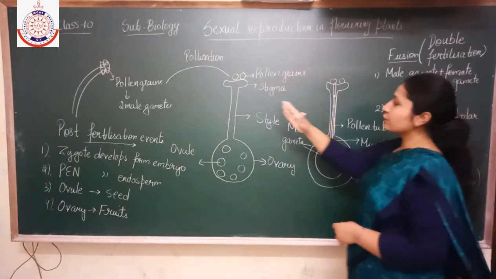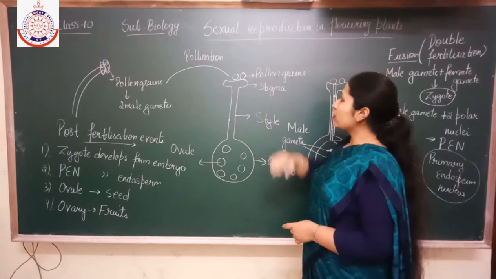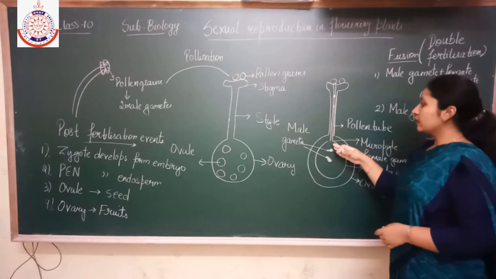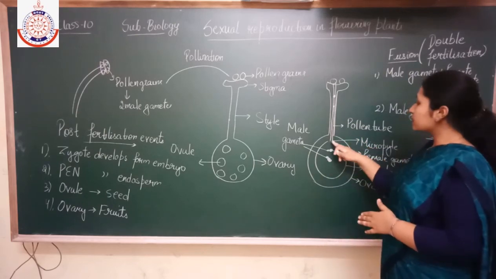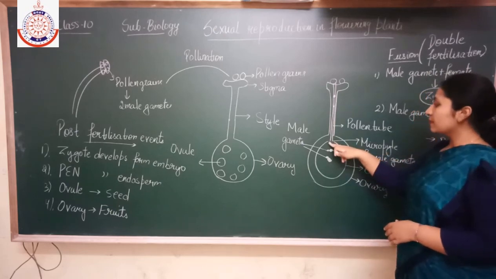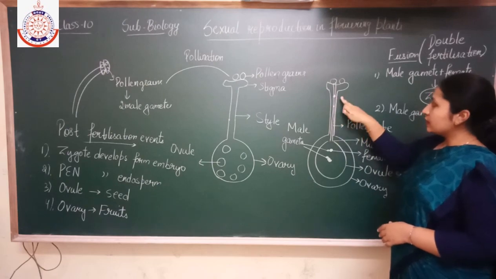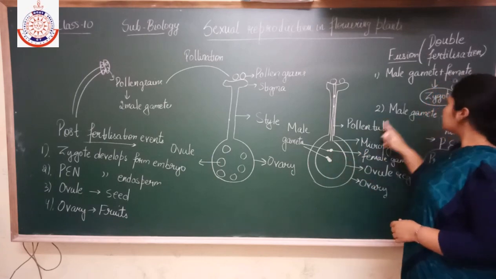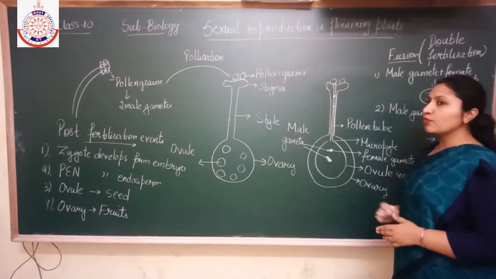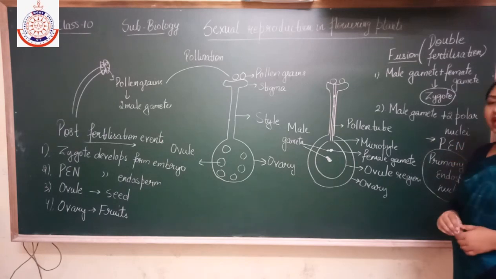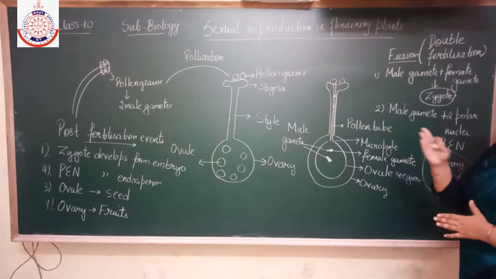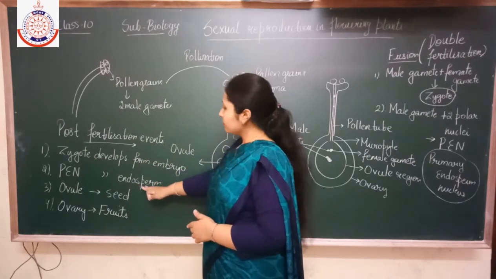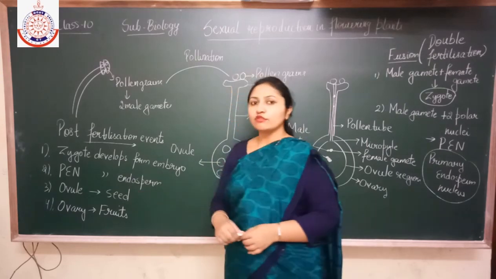So let's see again. First of all, the pollen grains are transferred to the stigma region. These pollen grains contain the male gametes. When they fall over the stigma, the pollen tube grows downward and enters the ovule region through the micropyle, the space present here. As one pollen grain consists of two male gametes, one male gamete fuses with the female gamete to form the zygote, and the second male gamete fuses with the two polar nuclei to form the PEN, the primary endosperm nucleus. And the post-fertilization events: the zygote develops to form the embryo, PEN forms the endosperm, the ovule forms the seed, and the ovary forms the fruit.